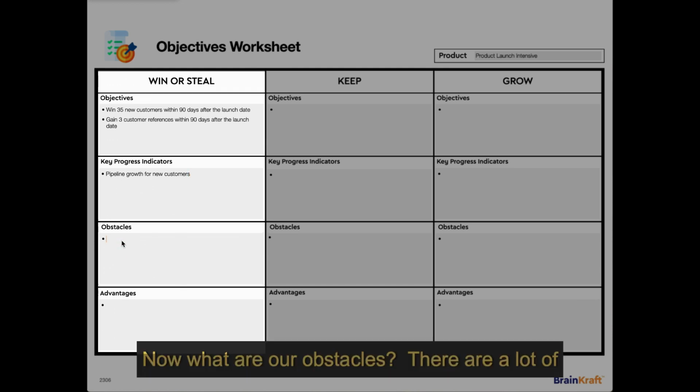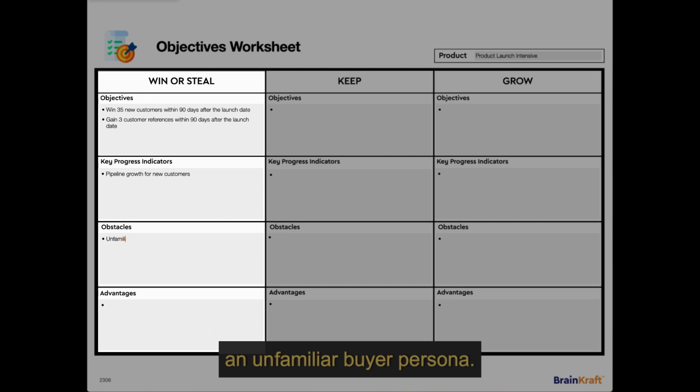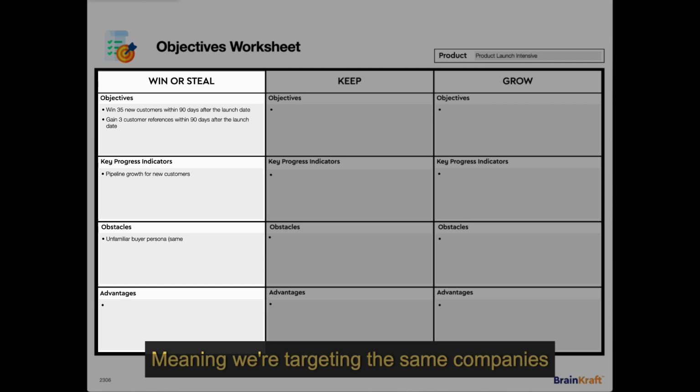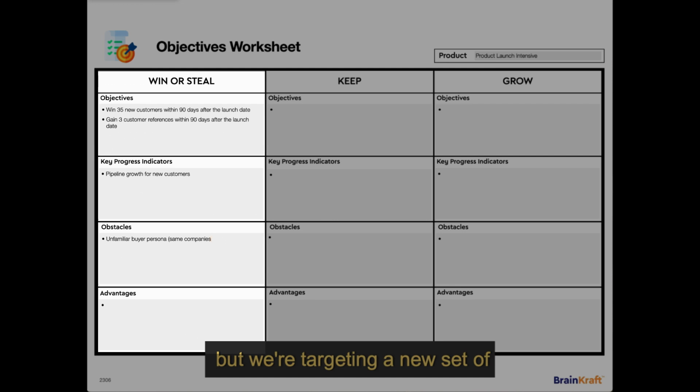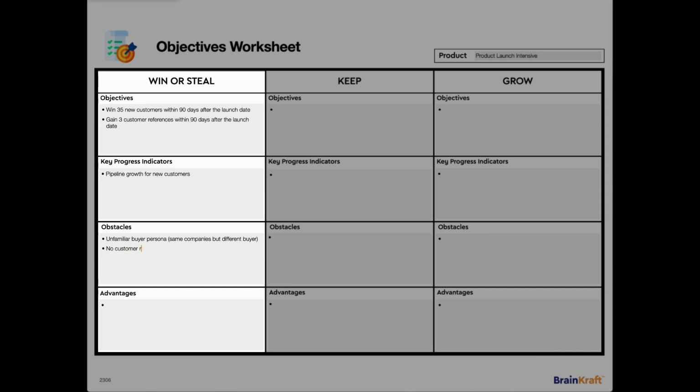Now, what are our obstacles? There are a lot of small obstacles, but the big ones that came up were, we're dealing with an unfamiliar buyer persona, meaning we're targeting the same companies, but we're targeting a new set of problems, which requires us to actually target a different and unfamiliar buyer. Additionally, since it is a new product, we don't have any customer references yet. This is not an uncommon issue.